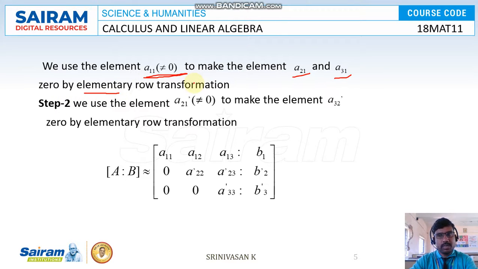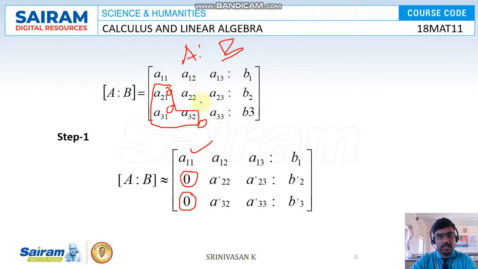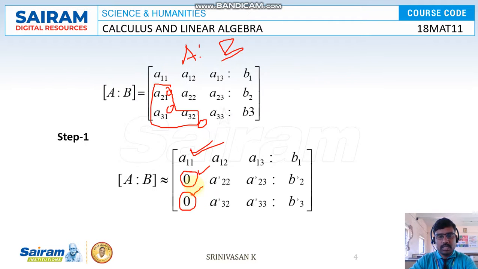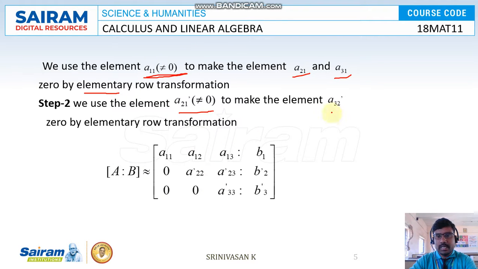to make the elements a21 and a31 zero by elementary row transformation. Already I explained this in the rank of matrix process. So a11 not equal to 0, and a21, a31 we make zero by elementary row transformation. That is step 1. Next, step 2, we use the element a22 not equal to 0. This one, don't touch here. Next we make a32 zero by elementary row transformation like this. Okay, so we get the upper triangular matrix.